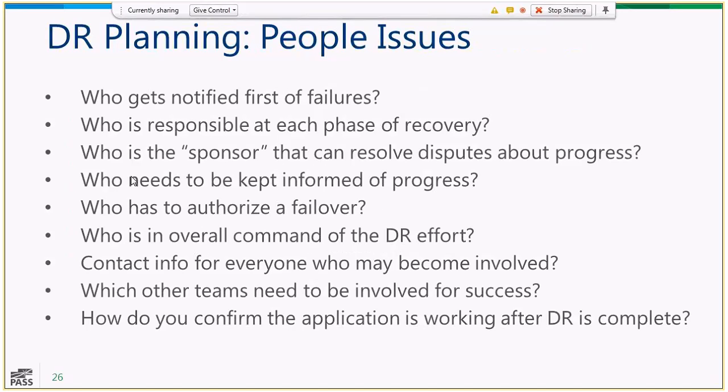All right, DR planning people issues. When something happens, do you have a call tree? Who gets notified first, and who starts making the calls? Who's actually in charge? And who is the stakeholder or sponsor who can resolve any disputes about whether we should do this first or that first? And who has to be kept informed as you're working on this? And another really, really important one is: who makes the call to authorize a failover?